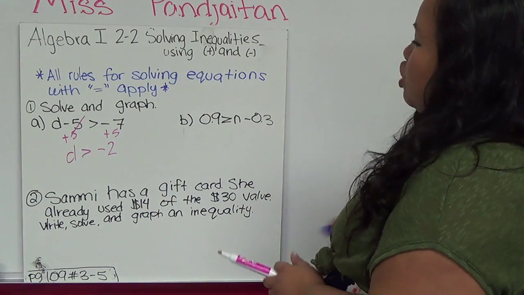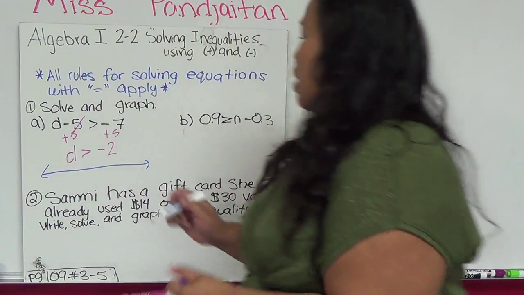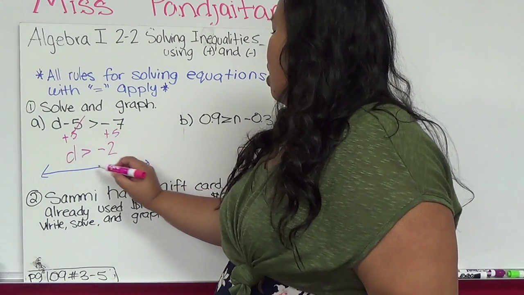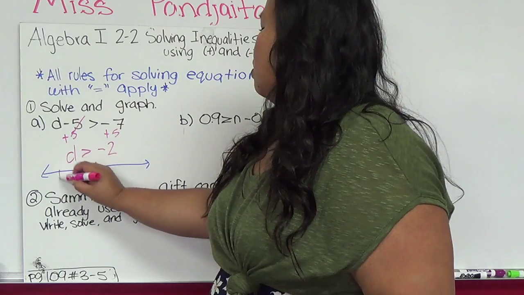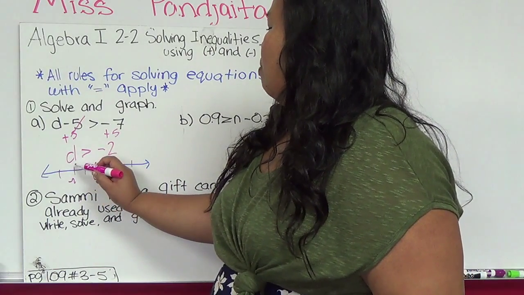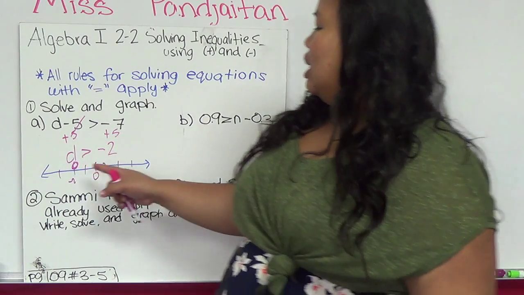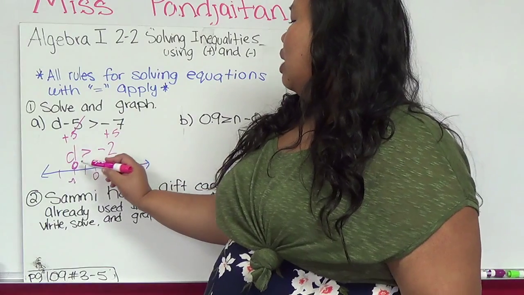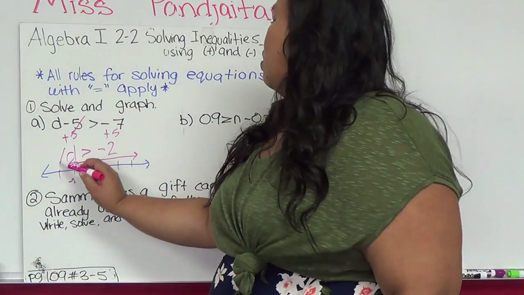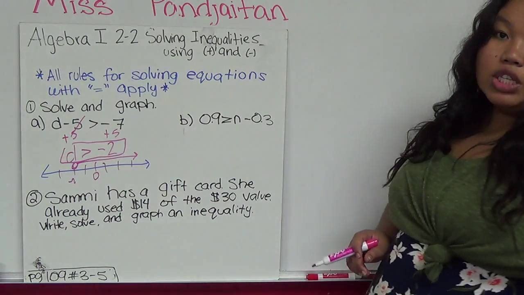So if I were to graph this, I would start, this is my starting point, 0, this is negative 2. Now, because this has no line underneath, I'm doing an open circle, and D is all the numbers that are greater than negative 2, so I'm going to go to the right. So this is my answer, and this is my graph. Don't forget to box those answers.